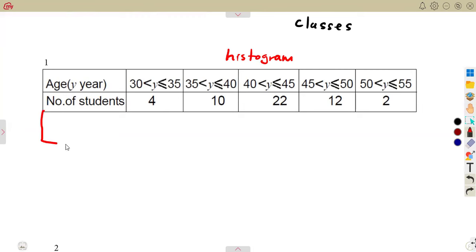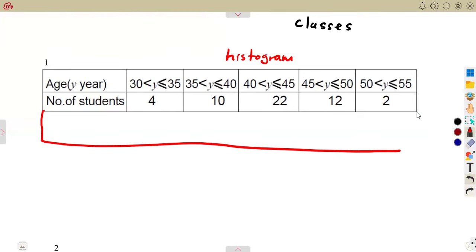So in this case, we're just going to add a section to represent our frequency densities. This number of students is the frequency, and we are going to determine the frequency density. The frequency density is taken from frequency over what? Frequency over the class width. The frequency is there, but we need the class width.